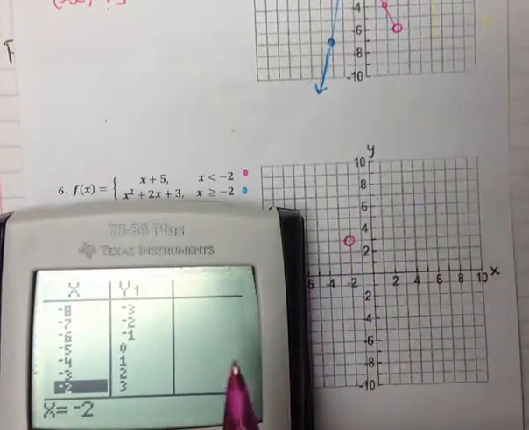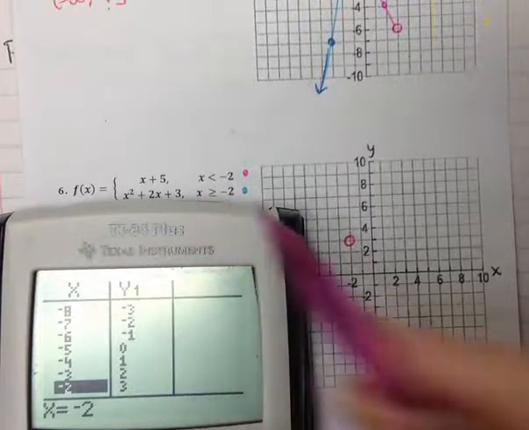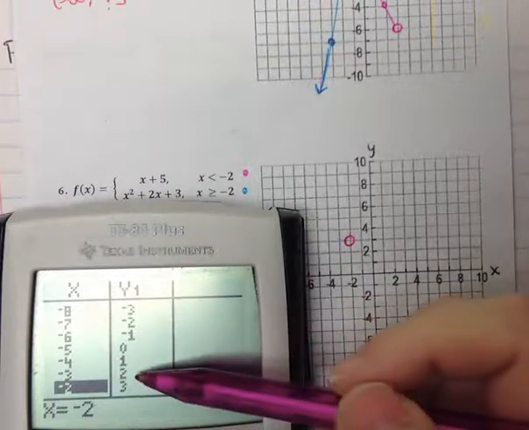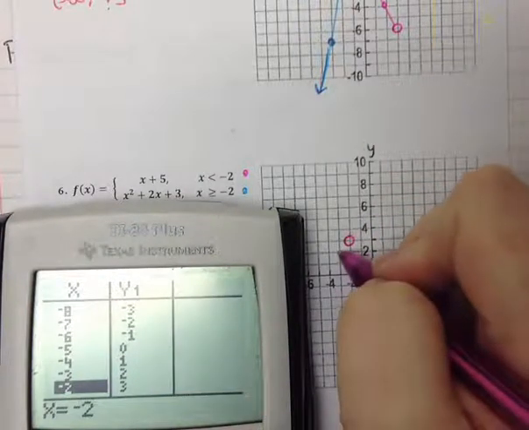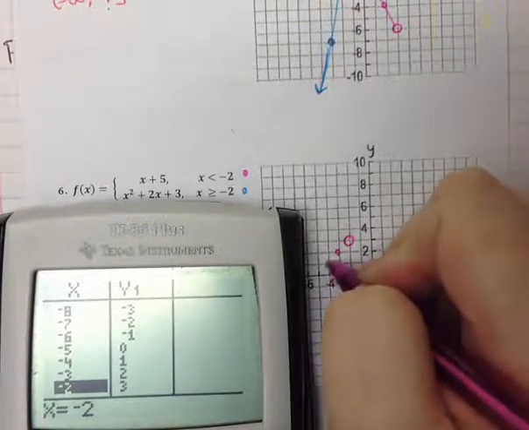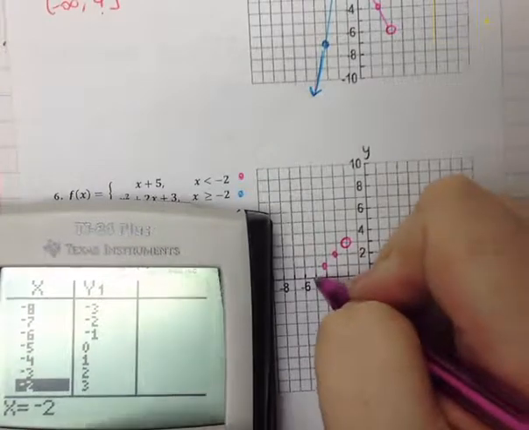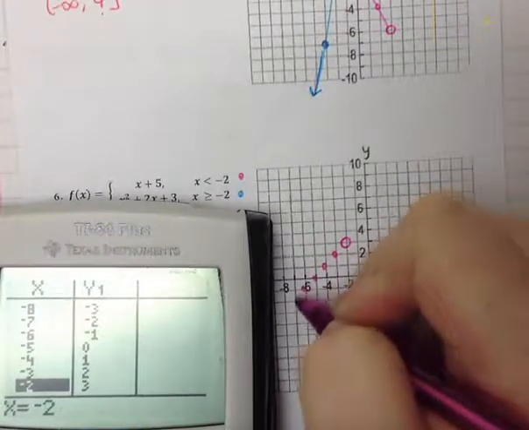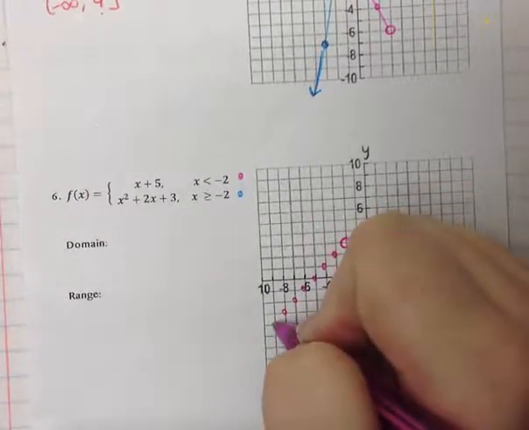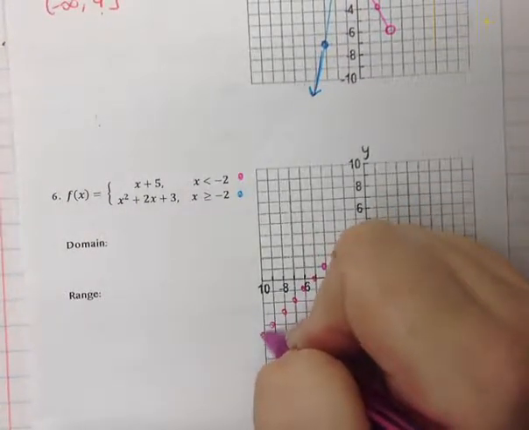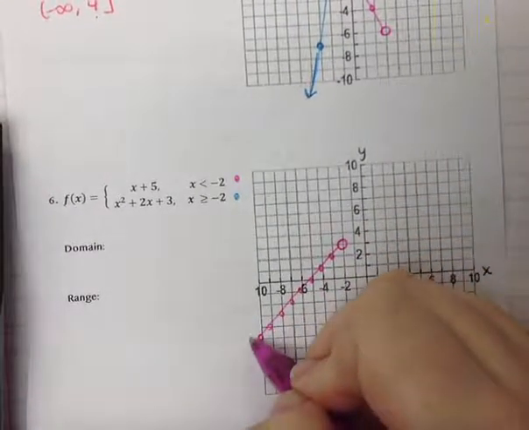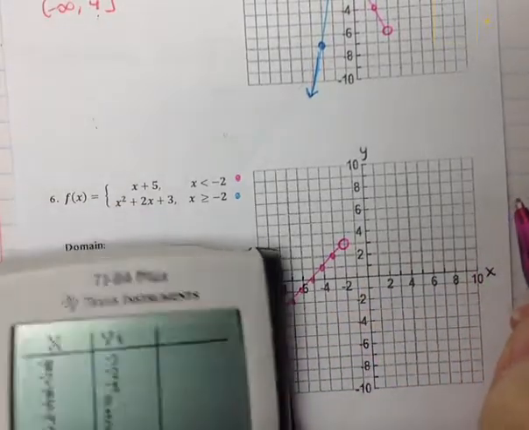right here. And it says x is smaller than negative 2, so I want the negative 3, the negative 4. So all of these coordinates, I want to graph all of these. So that's negative 3, 2, negative 4, 1, and then I keep going. So that'd be negative 5, 0, negative 6, negative 1, negative 7, negative 2, negative 8, negative 3, negative 9, negative 4, and negative 10, negative 5. So I can connect all of these.